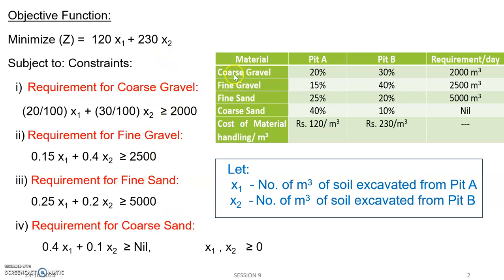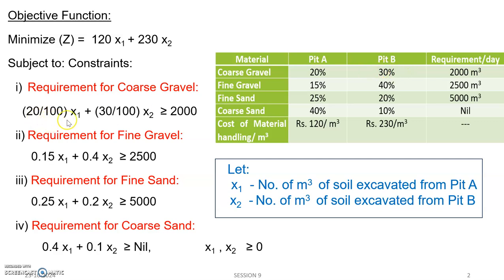First constraint is with respect to coarse gravel. So coarse gravel availability is going to be 20% of whatever is being extracted. So from pit A, the total quantity extracted is x1 units, of which 20% is going to form coarse gravel. That means it is going to be 20 by 100 into x1, plus the coarse gravel he gets from pit B, which will be 30% of x2.